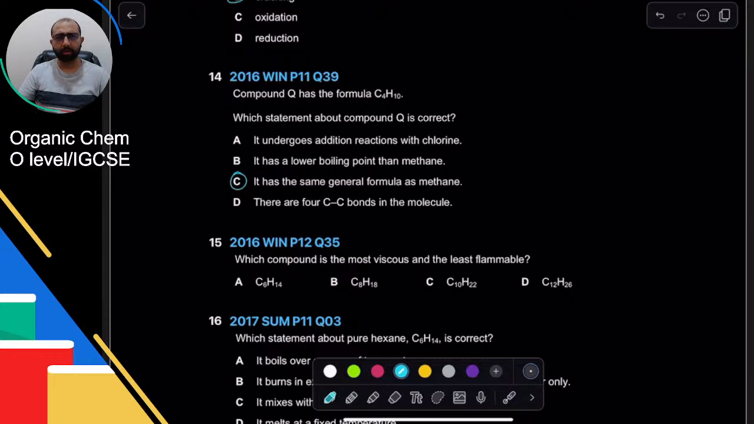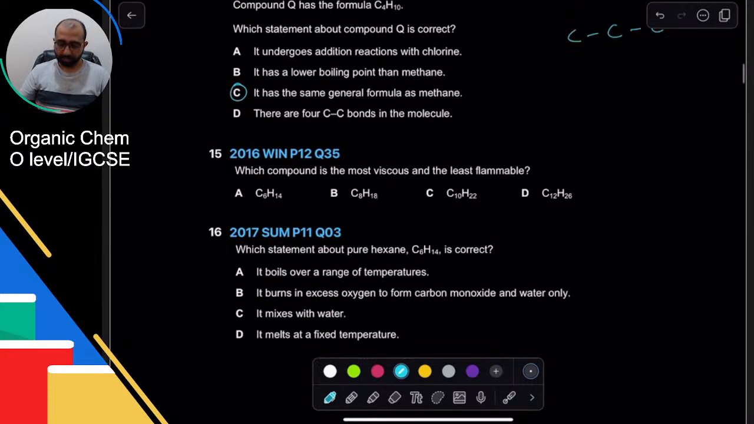4 carbon-carbon bonds in the molecule. Let's see. 1, 2, 3. So not 4 carbon-carbon bonds. So tricky. Which compound is most viscous and least flammable?